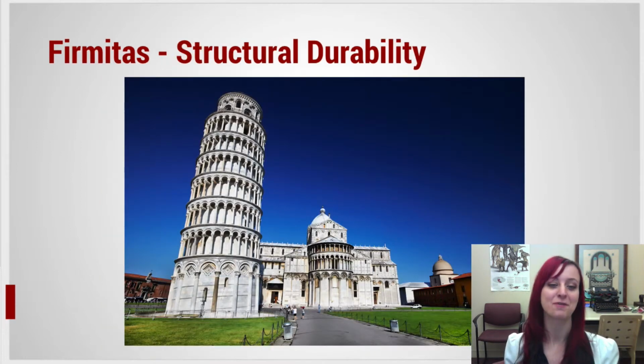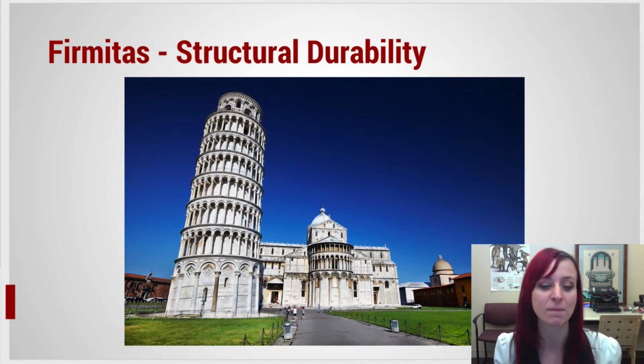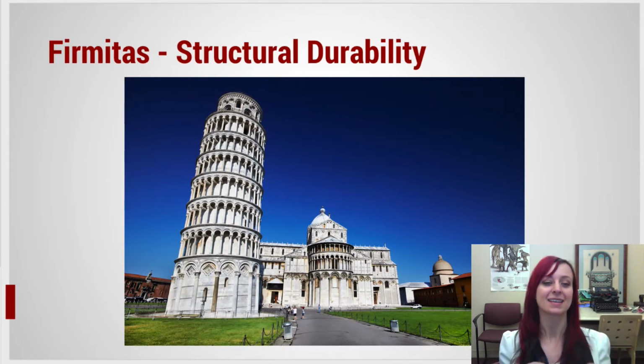The Leaning Tower of Pisa. Structural durability, not so much. This is an interesting building because the building itself is actually structurally durable. It has lasted for hundreds of years. It's the foundation that is not structurally durable. It's the foundation that lacks Firmitas. And as a result, the Utilitas is affected.